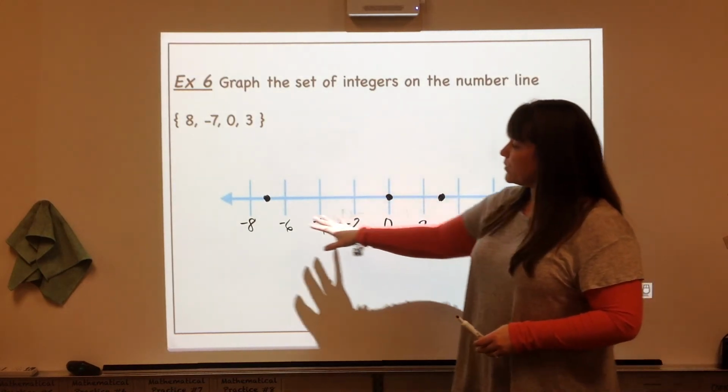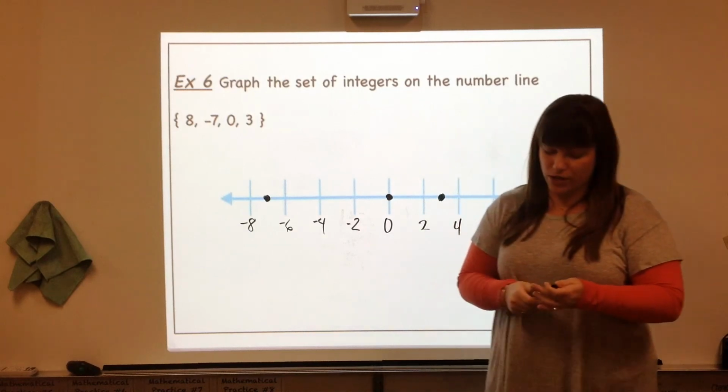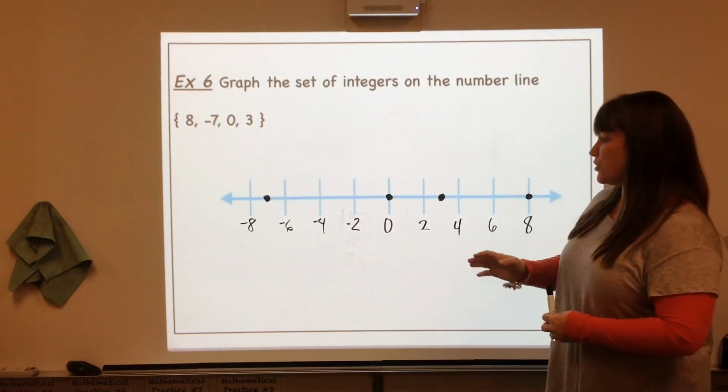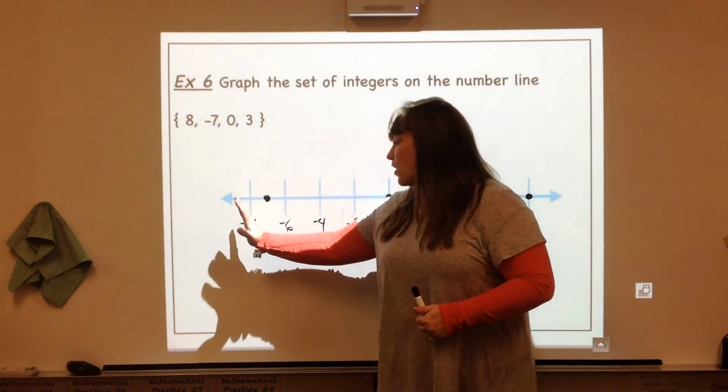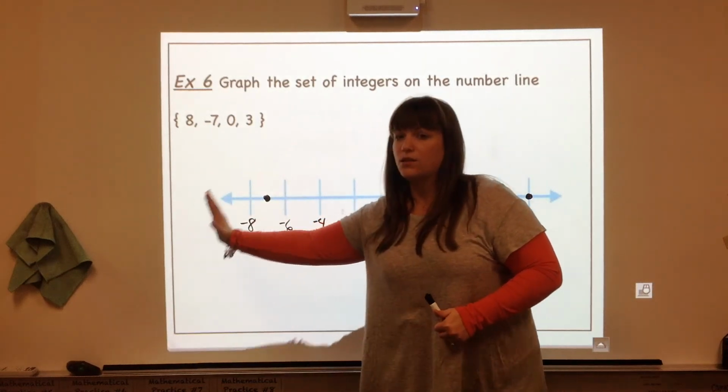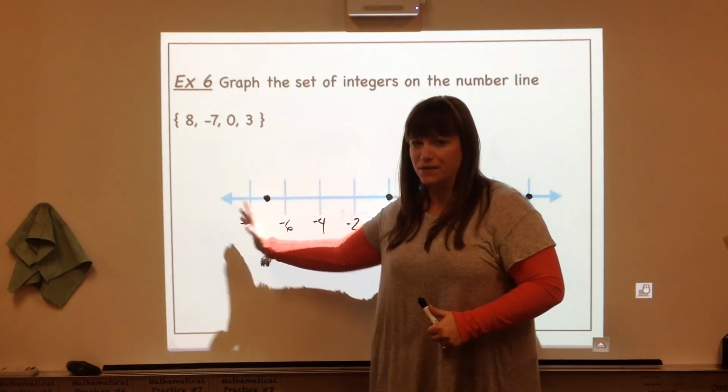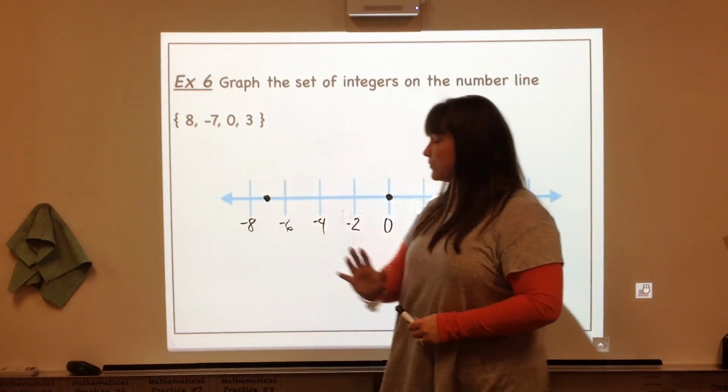Be careful when you're doing this. This is a little bit trickier if you're not paying close attention to the fact that the numbers are going 2, 4, 6, 8. You have to go beyond -6 to graph -7.